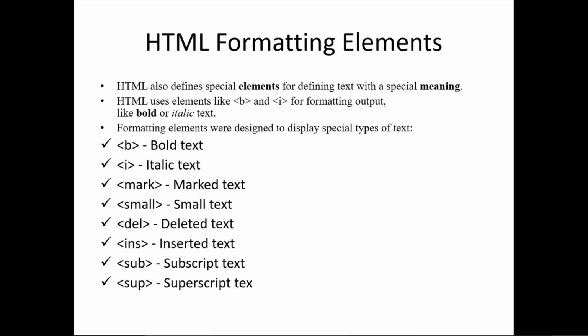So what are these? Like the B tag is there. You must have the starting and the ending tag. At the start you put B and at the end you put /B. Whatever text you write within this tag will appear in bold. Then italic. If you want to display the text in italics, use the I tag. Then marked text. If you want the text to be marked, you can use mark and then /mark.